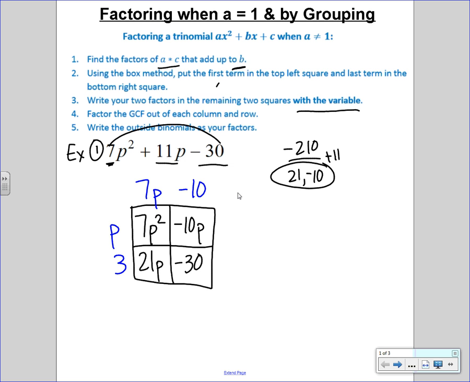3. Now, if we factored it correctly, then when we multiply the terms on the outside, it would be what's in the square. So if we multiply p times 7p, it'll be 7p squared. If we multiply 3 times 7p, it'll be 21p. So if we factored it correctly, then they'll multiply. So what's our final answer? And it doesn't matter which one you do first. So we could go 7p minus 10 times, what's our other, p plus 3.